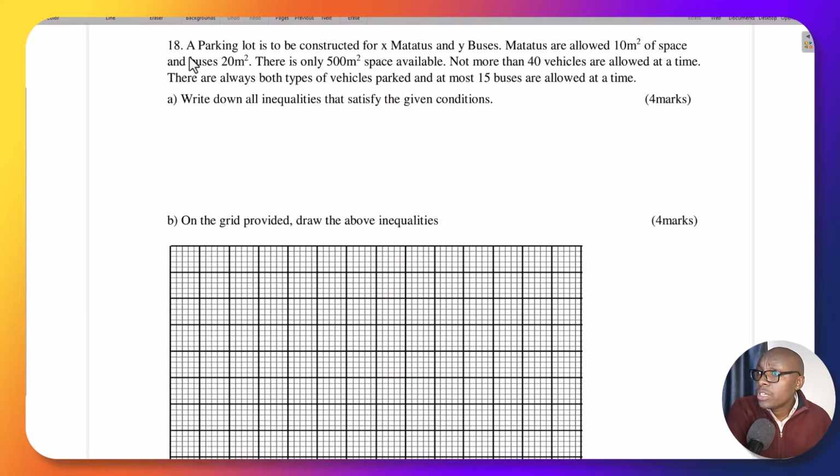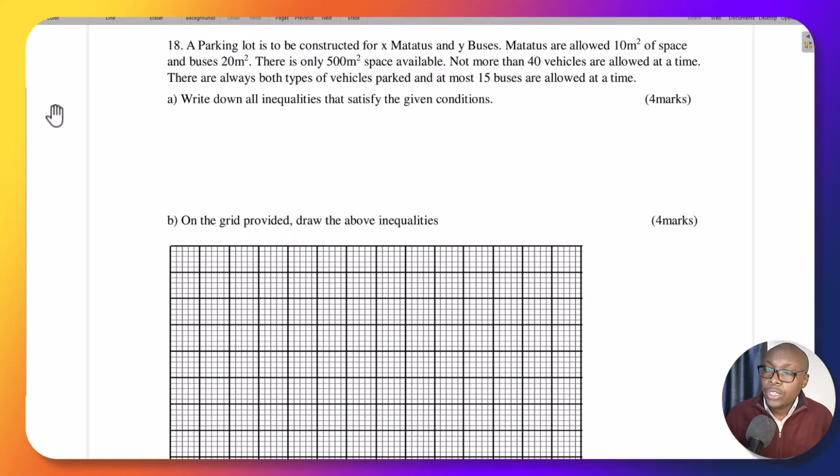Question 18. Question 18 is on linear programming. A parking lot is to be constructed for X matatus and Y buses. Matatus are allowed 10 meters squared of space and buses 20 meters squared. There is only 500 meters squared space available. Not more than 40 vehicles are allowed at a time. There are always both types of vehicles parked, and at most 15 buses are allowed at a time. A. Write down all inequalities that satisfy the given conditions.